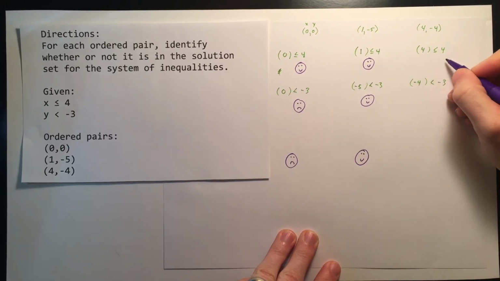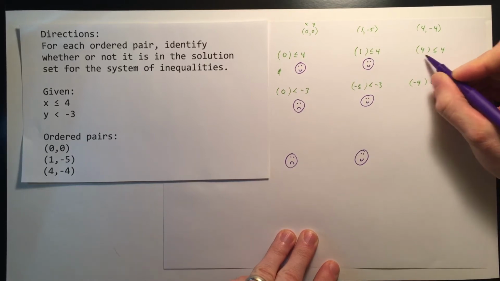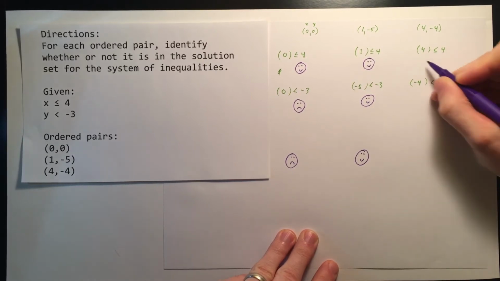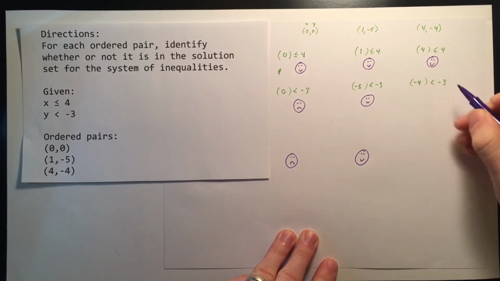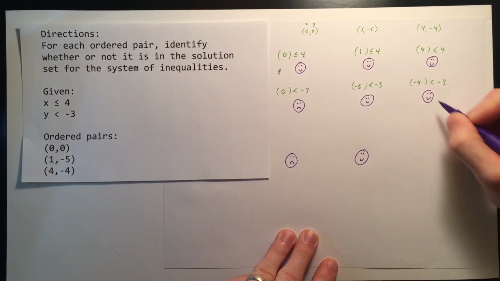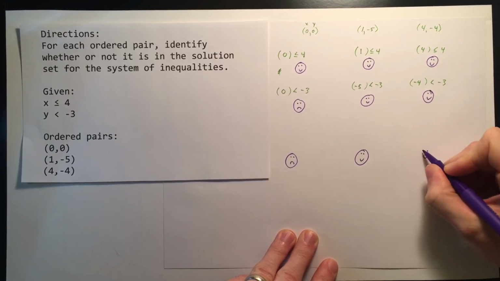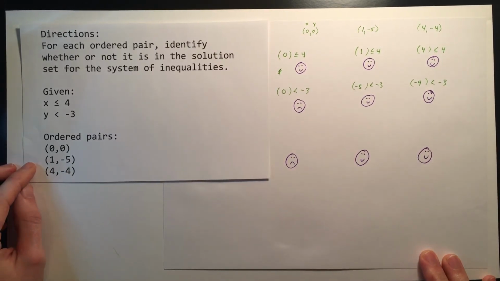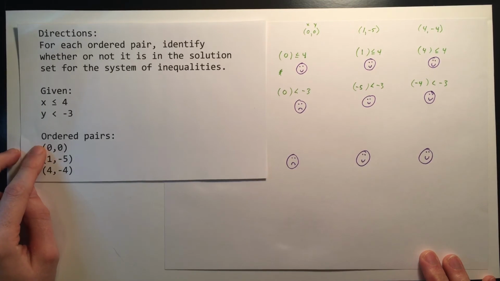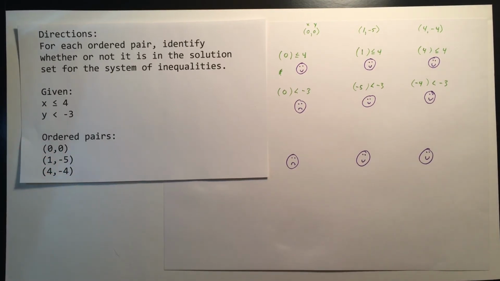Is 4 less than 4? Is 4 less than or equal to 4? Yes, 4 is equal to 4, so that extra little line there, that makes this true. Is -4 less than -3? Yes, it is. So (4, -4) is a solution to each inequality individually, which means because it's a solution to both, it is a solution to the system of inequalities. So the answer to this problem is no, yes, and yes, in terms of which ordered pairs are in the solution set for the system.